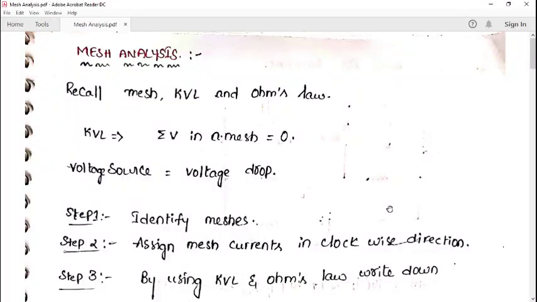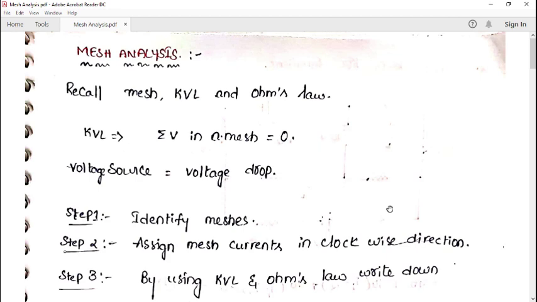In previous videos, we have discussed problem solving techniques which are source transformation, voltage and current division, and resistance reduction techniques. And we have also solved a few problems on basics. Today, we are going to discuss a very important topic of circuit theory, that is mesh analysis.